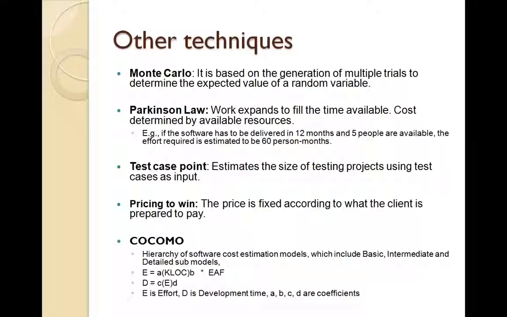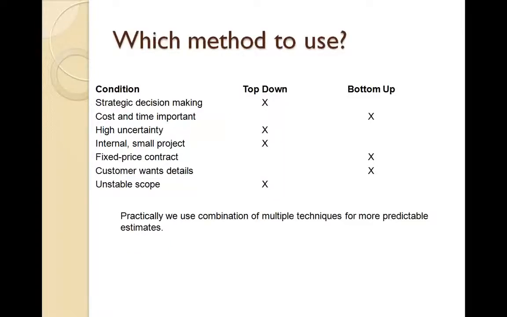There is a detailed, extensive cost estimation model, which is the COCOMO model, which is a hierarchy of software cost estimation models. It involves the basic COCOMO model, intermediate model, and detailed model. It tries to estimate the effort and the development time based on coefficients. The coefficients and parameters are different in different models, and the details are included in the specific models. Based on this data and the lines of code projections, we try to arrive at the cost estimations of the project.